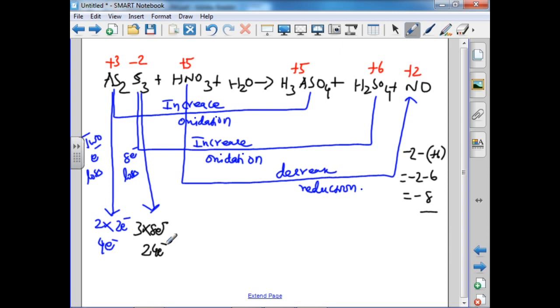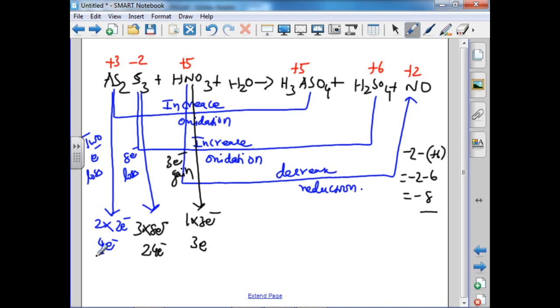Next, HNO3. The oxidation number of N in HNO3 changes from +5 to +2. So it gains 3 electrons. How many nitrogen atoms? Only 1 atom. So how many electrons gained? 3 electrons gained. So 1 into 3 electrons, so 3.